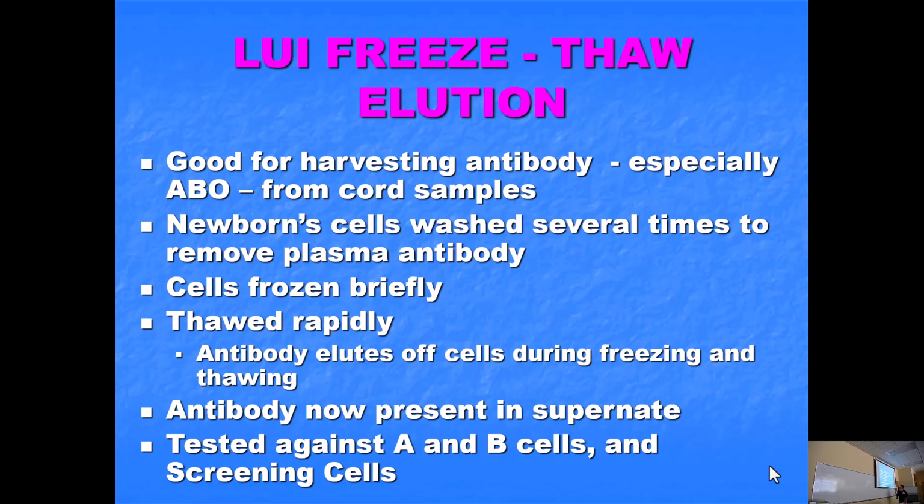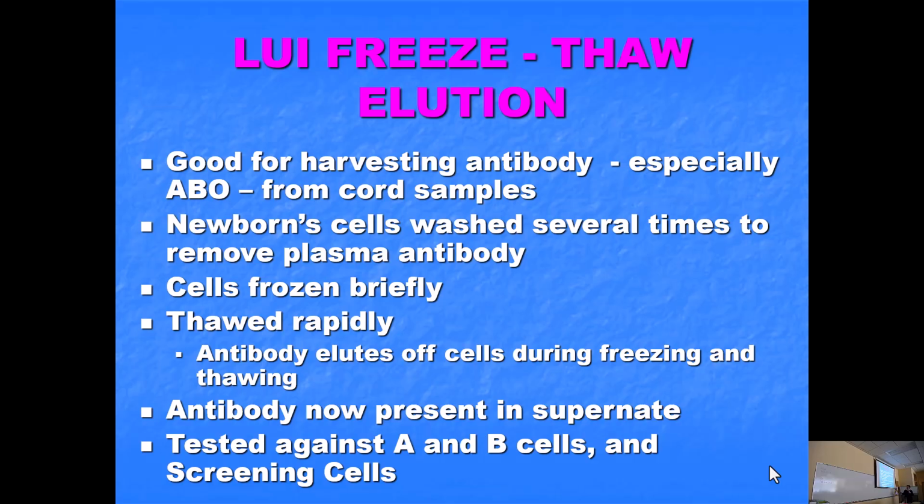This week is called Lui-Freeze. It's really good for harvesting antibody, especially ABO from cord samples. Newborn cells get washed several times to remove all that plasma antibody, Wharton's jelly, all that stuff. The cells then are frozen briefly, and then they're thawed rapidly. And by doing that, what happens is it destroys the red cells and all the antibody gets eluted off, and now it's present in the supernatant.